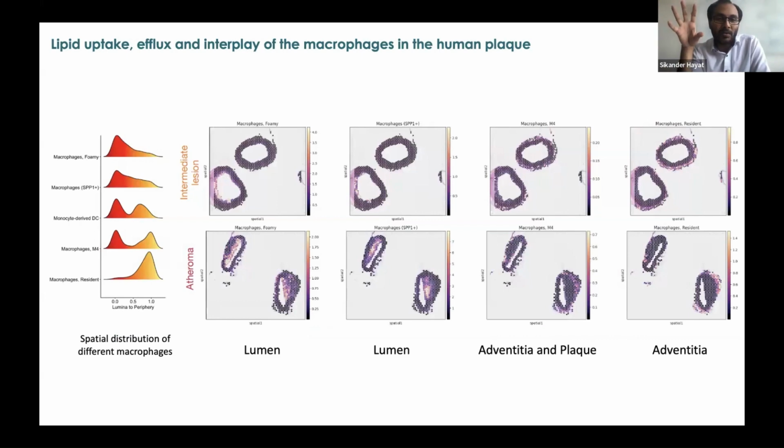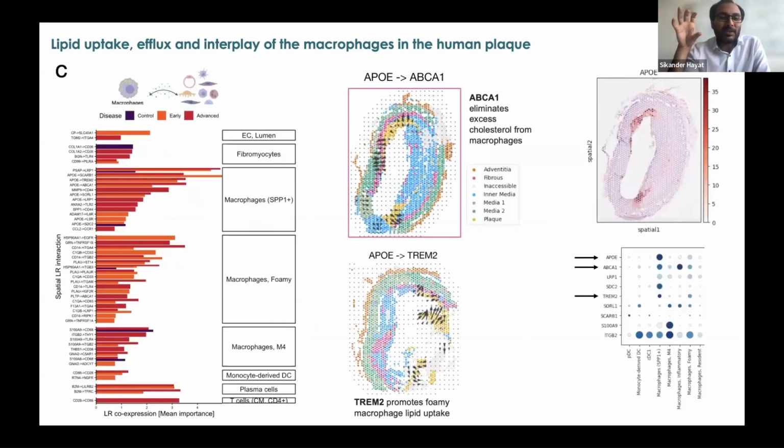Again, we heard a lot about foamy macrophages and macrophages in general. We could show the distribution of these macrophages in the spatial slides in our data set. And again, then look into the interactions between these macrophages with other cell types. For example, we could look into the ApoE and genes like TREM2, which promote foamy macrophage lipid uptake or elimination of excessive cholesterol from macrophages.